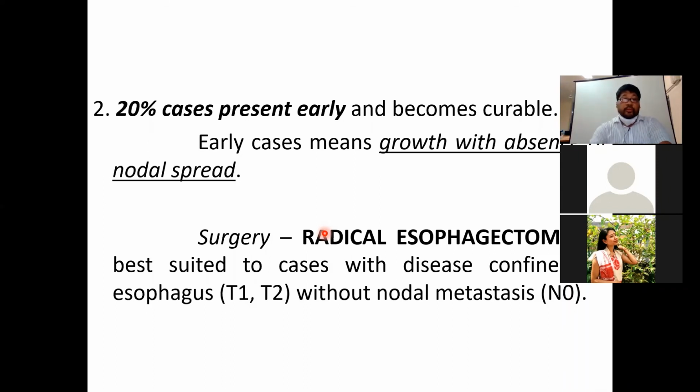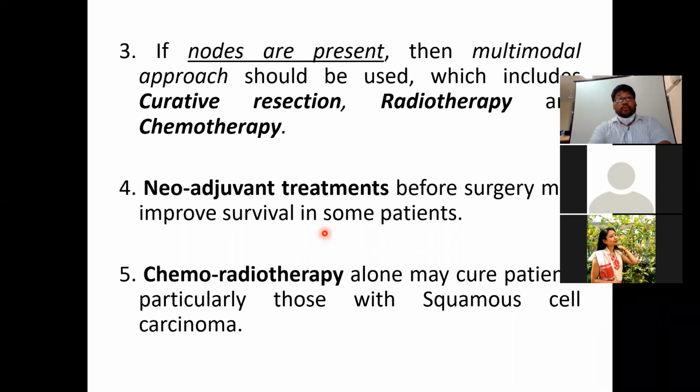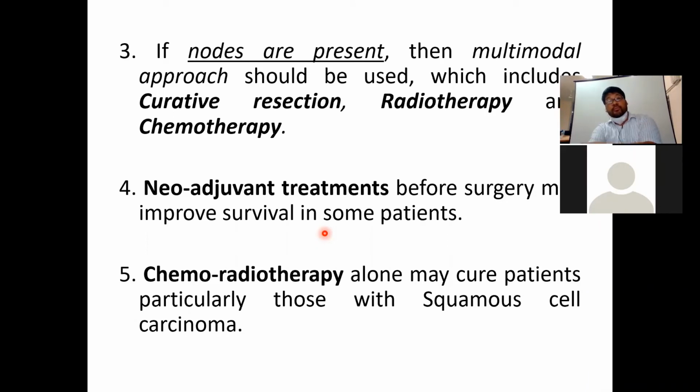That is the treatment of choice. And if nodes are present, then a multimodal approach should be used, which includes curative resection, radiotherapy, and chemotherapy, which we have already discussed. And there is some role of neoadjuvant therapy before surgery, that is, application of chemotherapy before surgery, the neoadjuvant therapy, in order to reduce the size of the tumor.